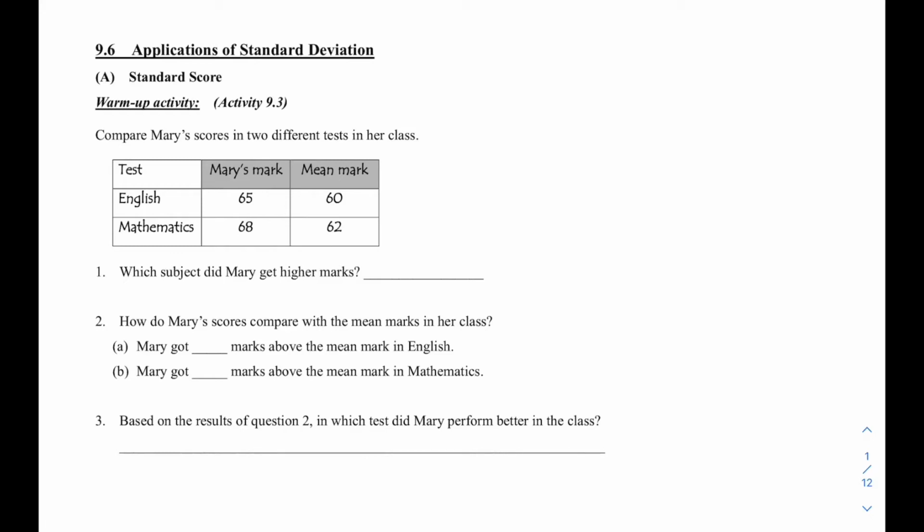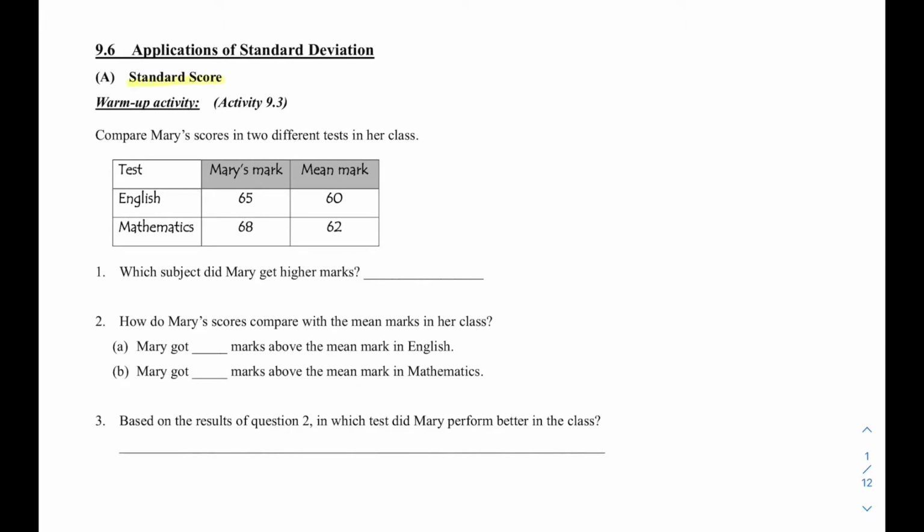Form 5 Mathematics, Chapter 9, Section 9.6. In this section, we will learn some applications of standard deviations. For Part A, we will learn a very useful statistical measure called standard score.